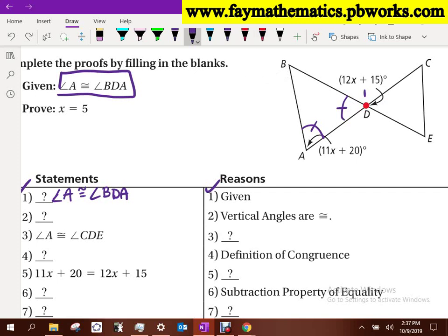So in order to name these vertical angles, I want to use 3 points. So C to D to E. So angle CDE is congruent to angle BDA. Now, if you had them backwards, if you went EDC and ADB, that's fine. It says the same thing. The order of those can flip-flop, but that's because vertical angles are congruent.